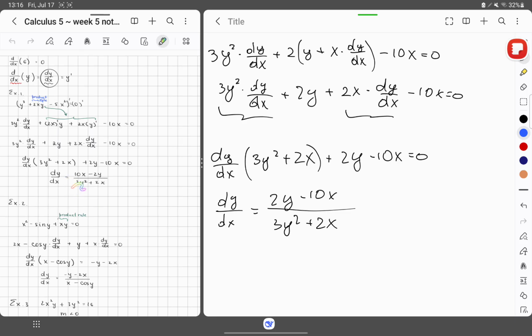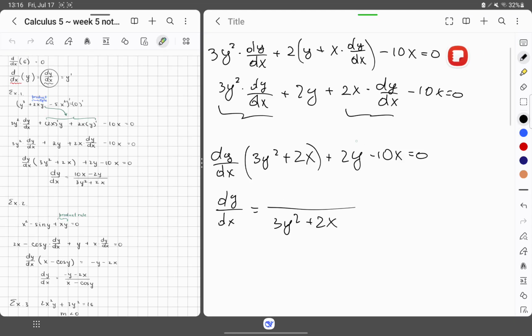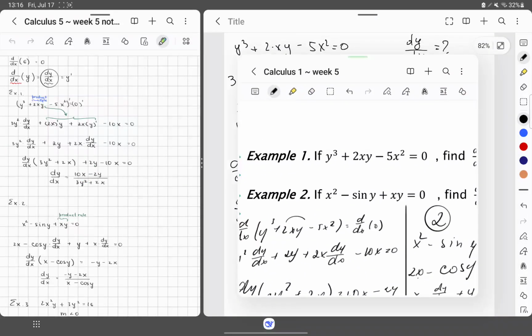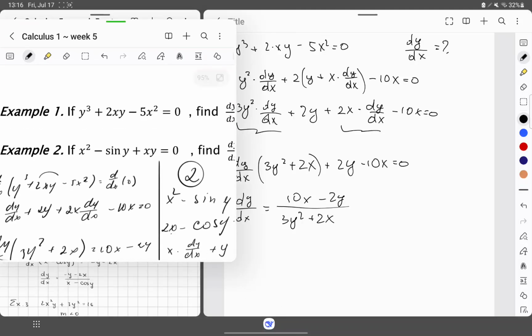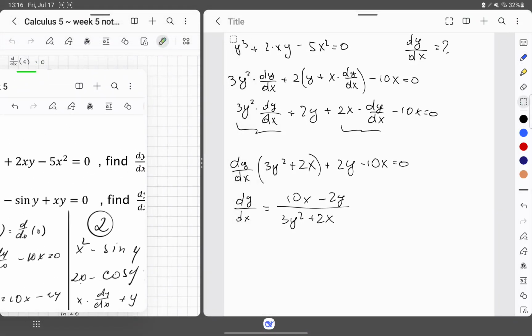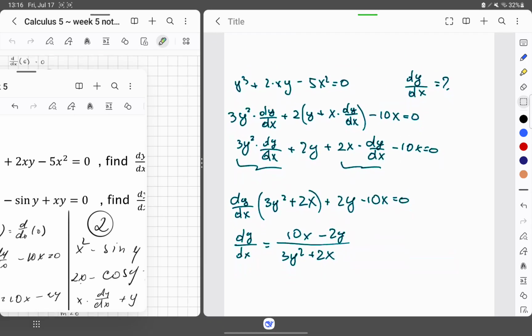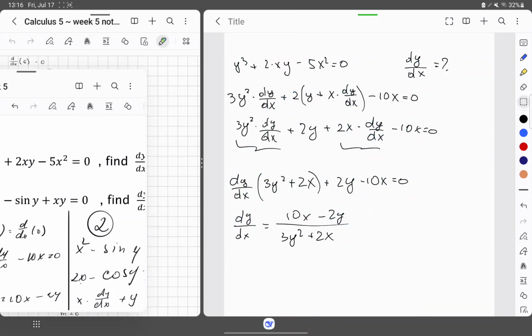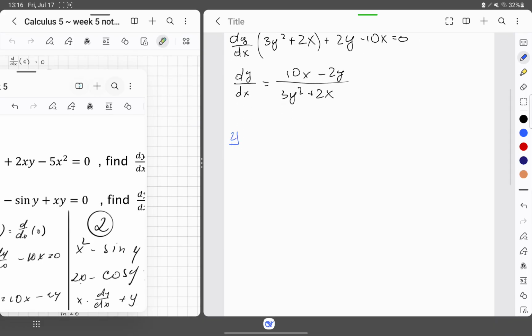So dy over dx will be 10x. Oh my gosh, that's a simple mistake, but that will be 10x minus 2y over 3y squared plus 2x. Okay, that is true. Good job. That was our first problem. What about the second one?